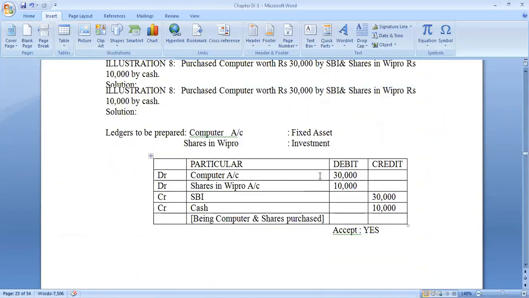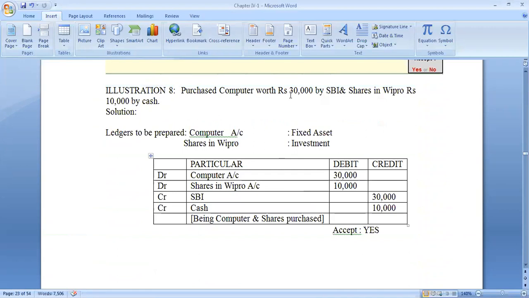Okay. So now, purchased computer worth rupees 30,000 by SBI and shares in Wipro rupees 10,000 by cash. So what is the ledger? Purchased computer. The computer is a fixed asset, so the ledger to be created is the computer account. The group that is going to fall is fixed assets. By SBI and shares in Wipro. Shares in Wipro is an investment. Any kind of shares or any kind of investment falls under the group investment.